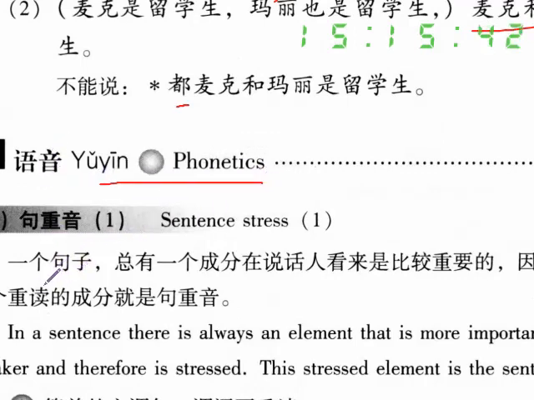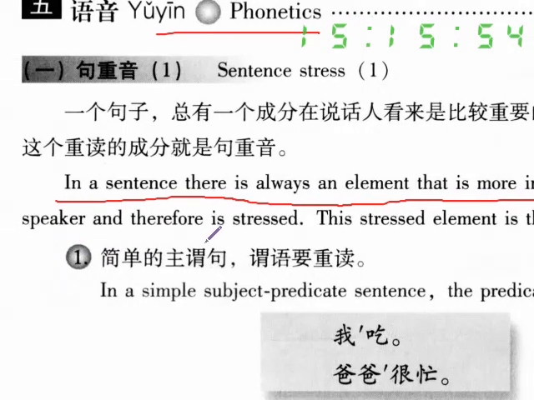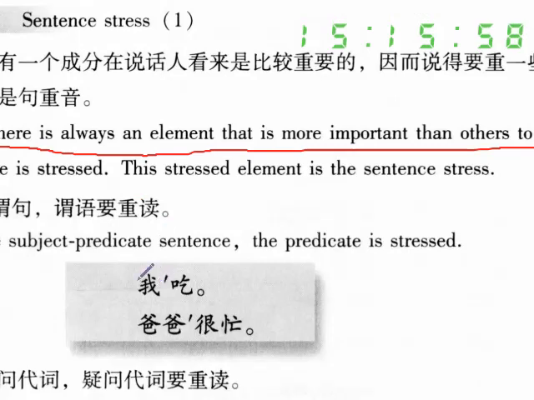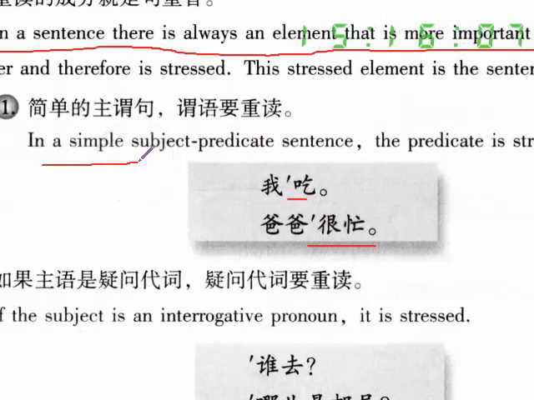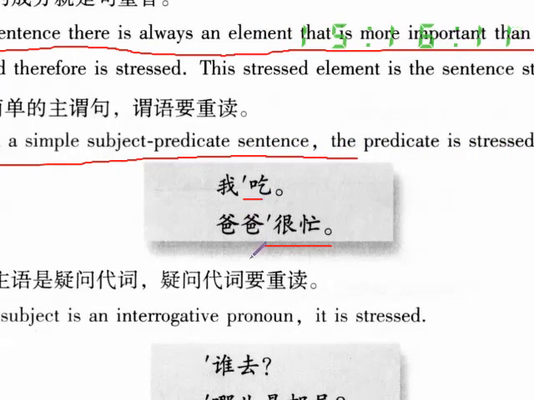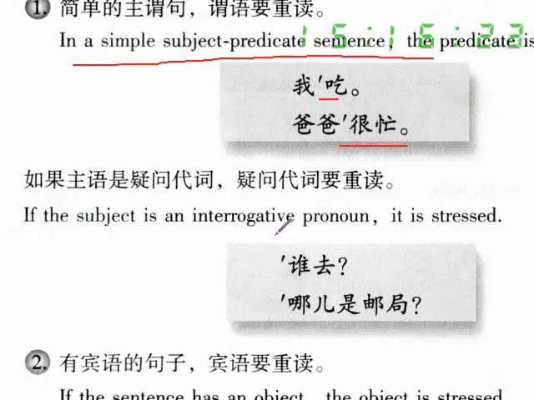Phonetics. In a sentence, there is always an element that is more important than the others to the speaker. Therefore, it is stressed. This stressed element is the sentence stress. Here, like 爸爸我吃很忙, in simple sentences, it is stressed on the predicate verb. Anybody, if you talk something, just maybe one or sometimes two are important. Not all important, so you think not important, maybe you don't stress them.